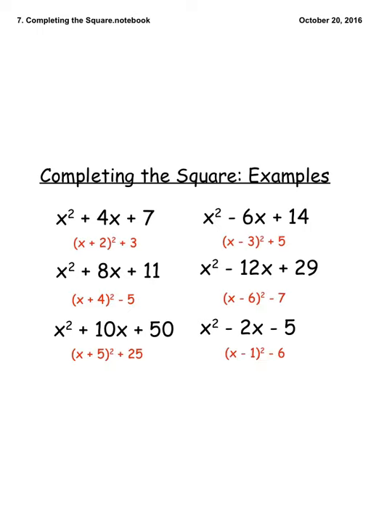So the first question, you should have got (x + 2)² + 3. The second question, you should have got (x + 4)², take away 5. Third question, (x + 5)² plus 25.